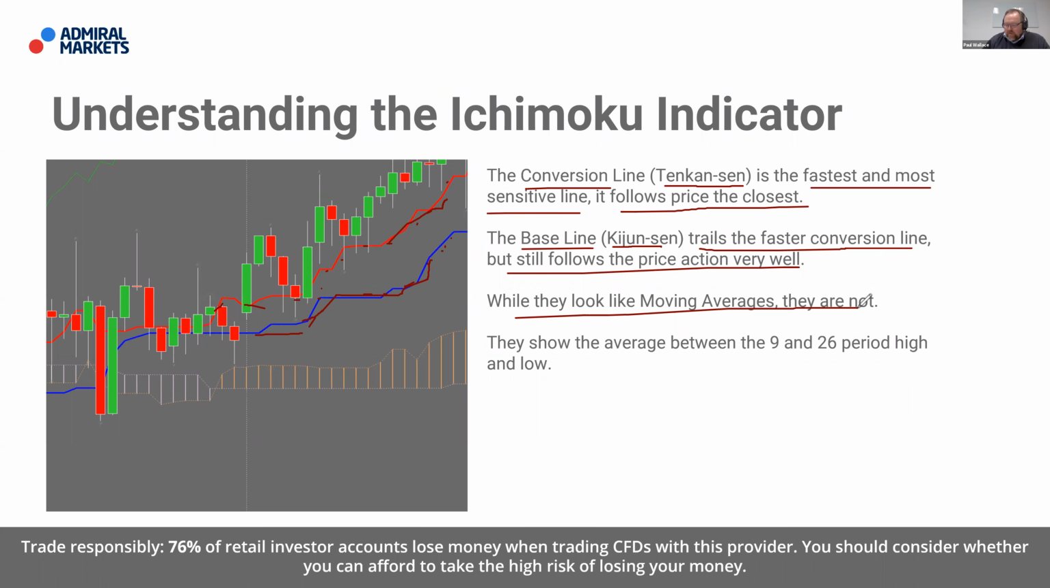A moving average would normally take the close of the last 9 periods, form an average of that and plot it. This is the average between the 9 and the 26 period high and low. Now, those of you who have traded for a while might recognize the 9 and 26 periods from the MACD indicator as well. But this is not the MACD indicator. It's not a moving average. It just shows the average between the 9 and the 26 period high and low. And we'll have a look at a chart or two as to why that becomes important and how that particularly helps us.